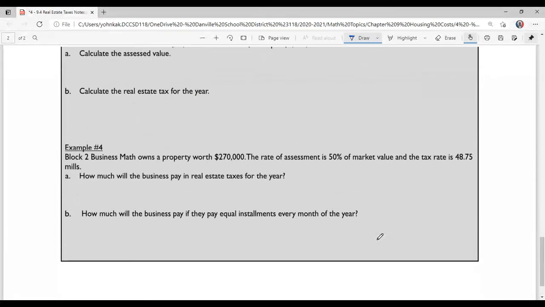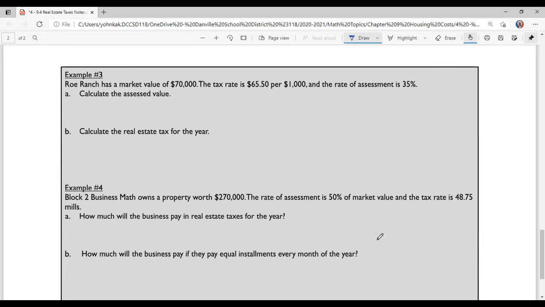Okay, I've got 2 more examples. Number 3, Row Ranch has a market value of $70,000. The tax rate is $65.50 per 1,000, and the rate of assessment is 35%. Okay, this 65.50 per $1,000, that's the same thing as saying 65.50 mils. It's just another way of saying it.